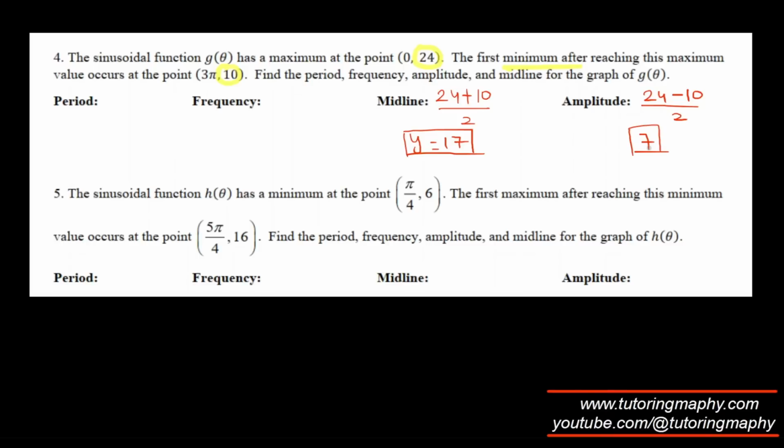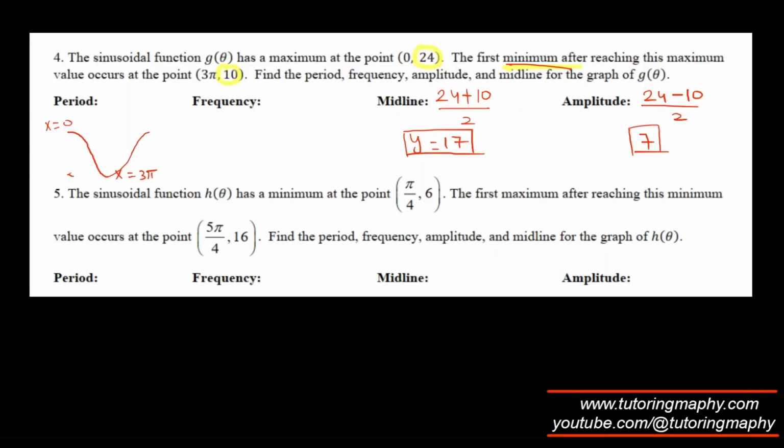All right, so this is the amplitude and this is the midline. Now if this is the maximum and this is the immediate next minimum, so it's something like this. This is at x equal to 0. This is at x equal to 3 pi. So obviously then I will have another maximum.